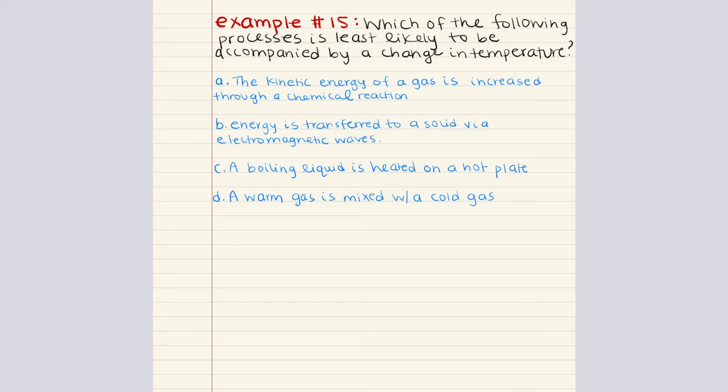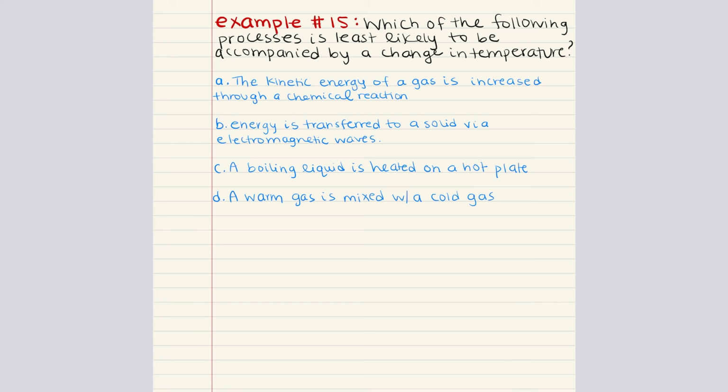Option B says energy is transferred to a solid via electromagnetic waves. Electromagnetic waves, such as infrared radiation, can transfer energy to a solid, increasing its thermal energy. This absorption of energy would cause the particles in the solid to vibrate more, leading to an increase in temperature. So this process would also likely result in a temperature change.